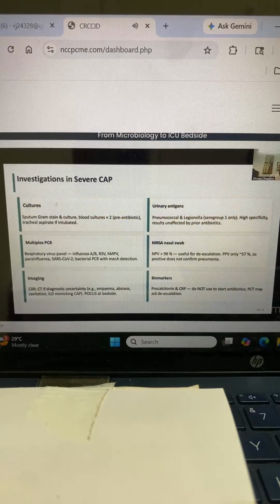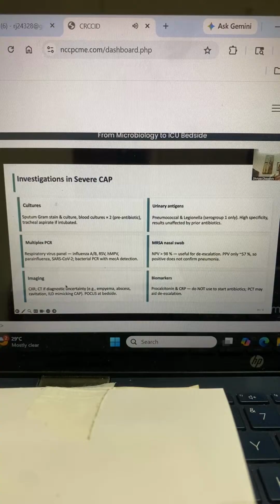So when you want to investigate a patient with severe CAP, you need to do cultures, both sputum and blood, preferably 2 cultures before you start antibiotics. And if intubated, tracheal aspirates should be sent for culture. Multiplex PCR, I've already talked about it. It gives you a lower respiratory panel, can give you viruses, atypical and typical organisms, and you know what you are doing. Similarly, it can tell you Staphylococcus aureus is there, and if it is there, whether it is methicillin sensitive or MRSA. That is what we are getting.